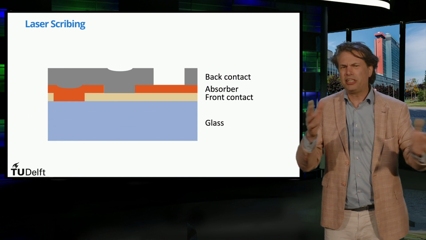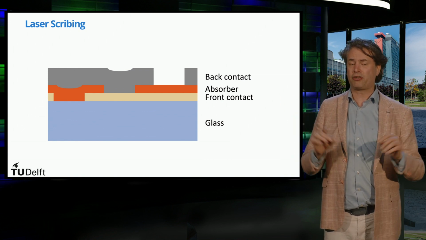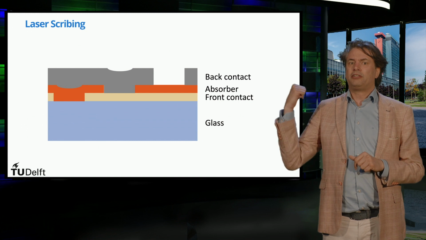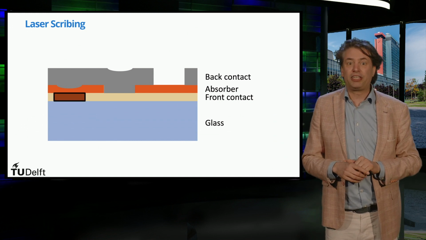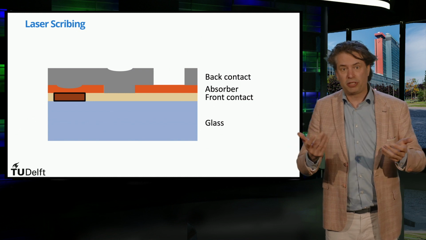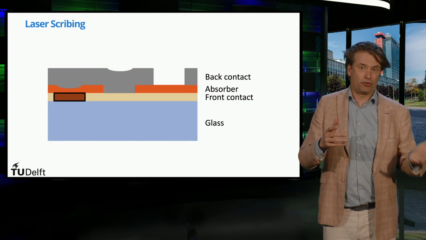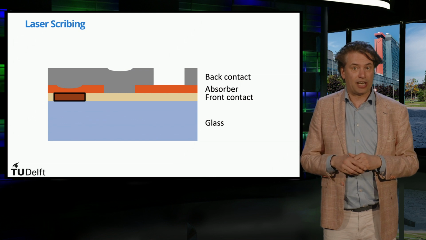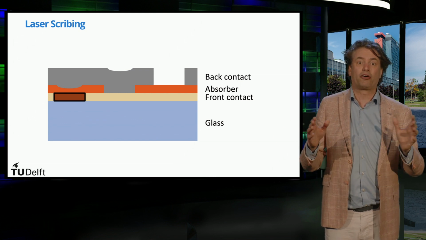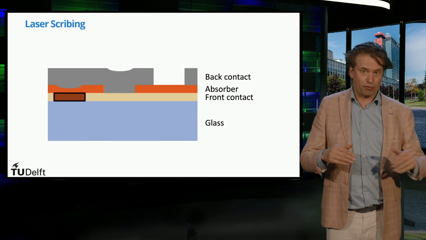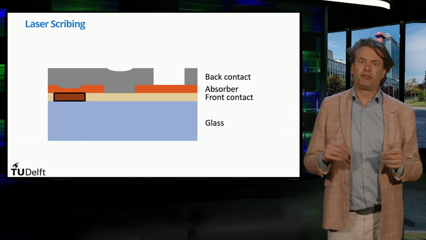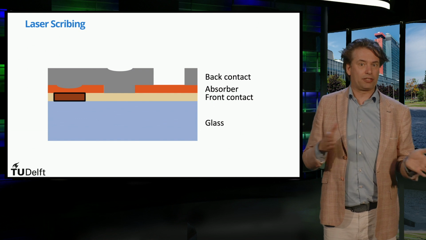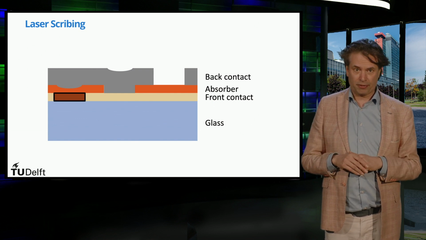So how exactly do these laser scribes create a series connection? The P1 laser scribe interrupts the front electrode and is filled with the absorber material. The absorber material is orders of magnitude less conductive than the front electrode, and the width of the laser scribe is an order of magnitude larger than the thickness of the absorber material in the growth direction. Therefore, the absorber material forms a barrier against lateral charge carrier movement.